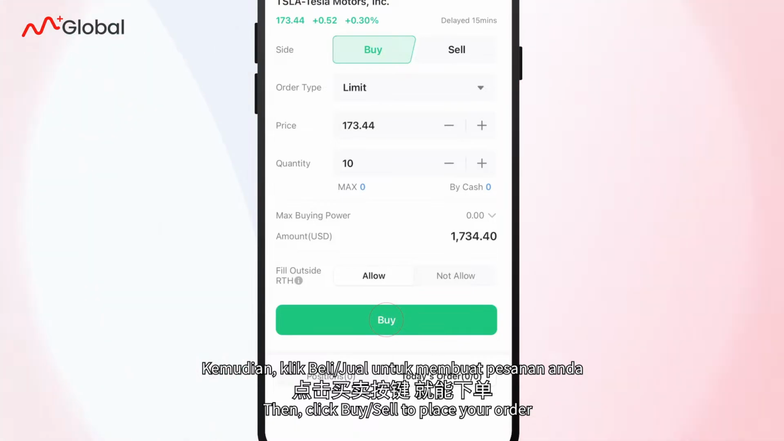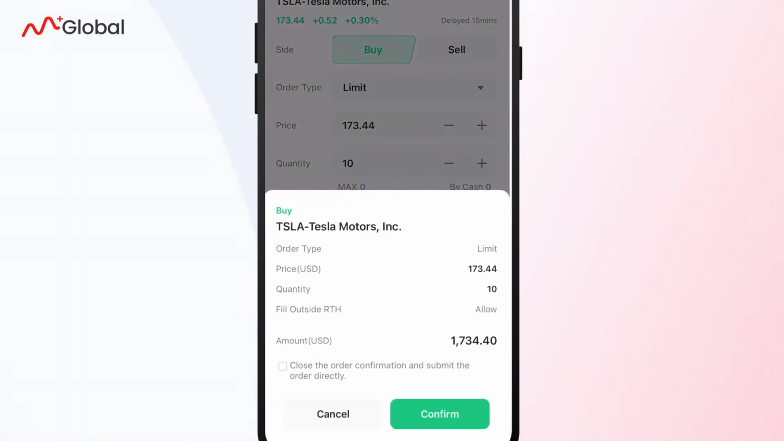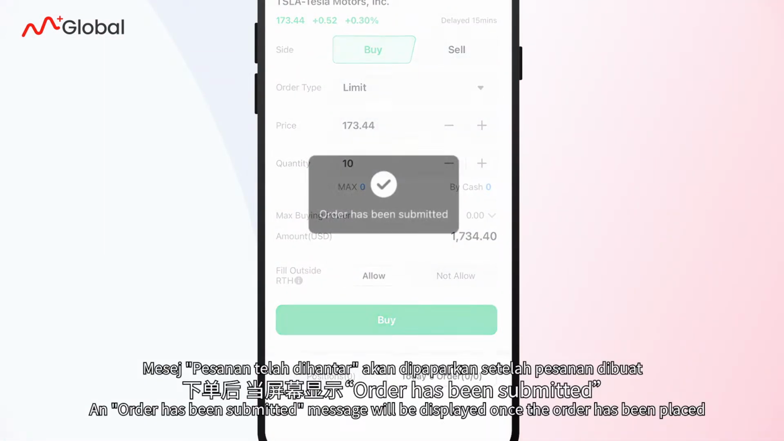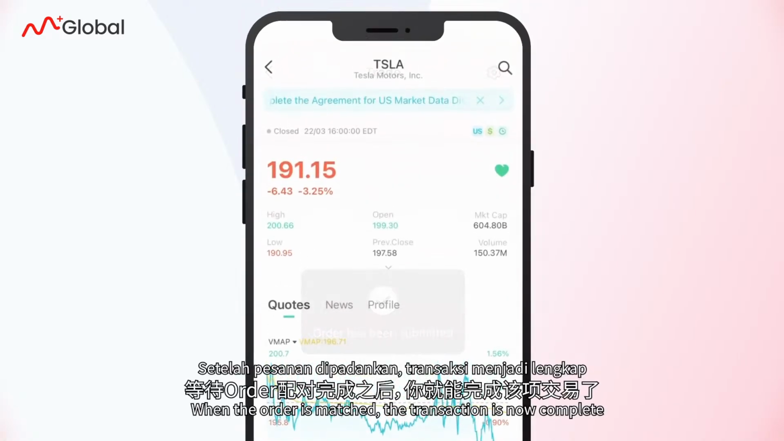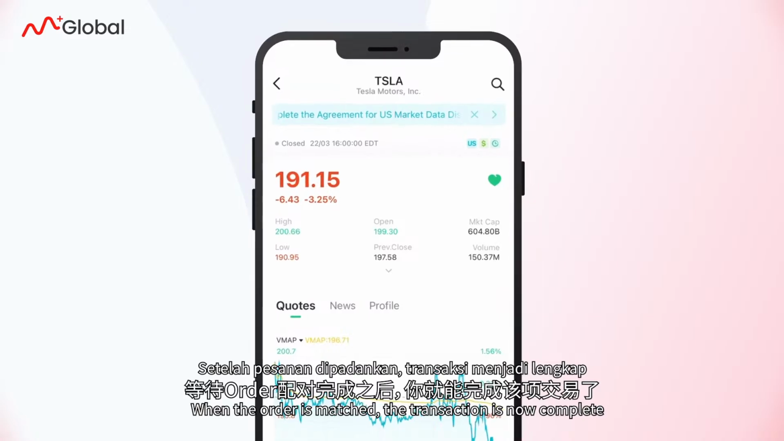Then click Buy or Sell to place your order. An order has been submitted message will be displayed once the order has been placed. When the order is matched, the transaction is now complete.